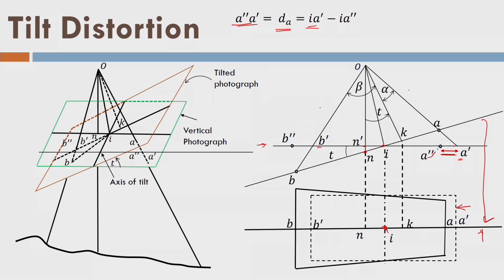This is point A double dash and this is A dash. Similarly, I can write for point B. So, B dash B is the tilt distortion in the point B, and I can write it IB minus IB dash here. Here I have written IB dash and IB straight away. Instead of IB, I can write IB double dash also, the way I have written here.